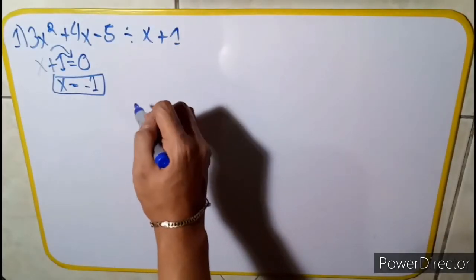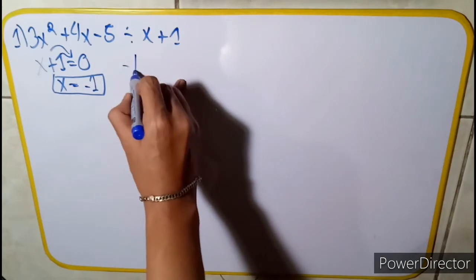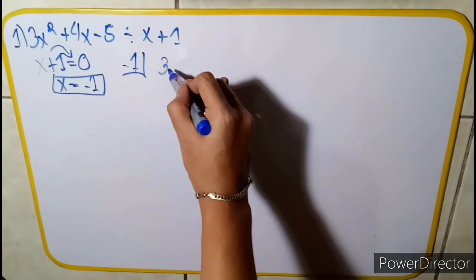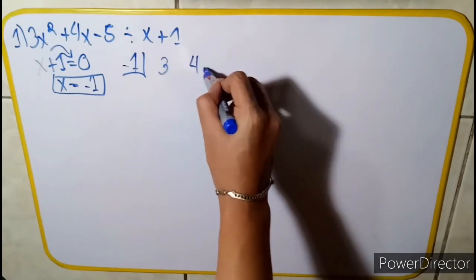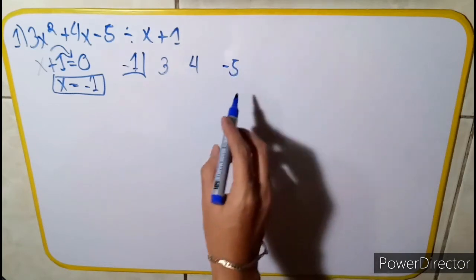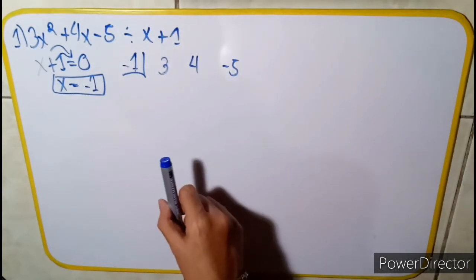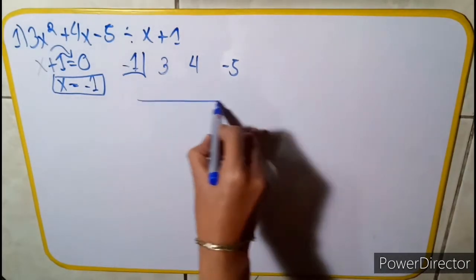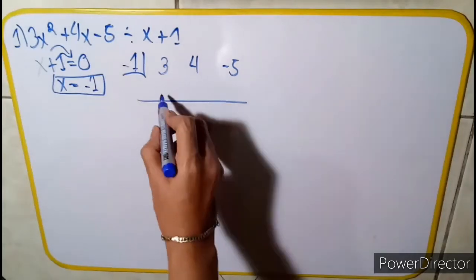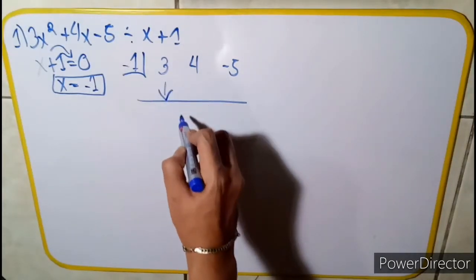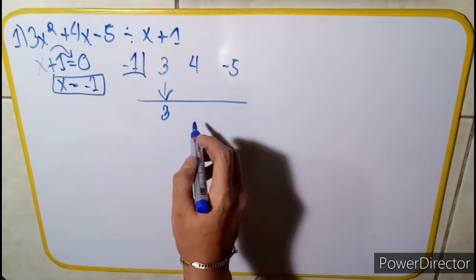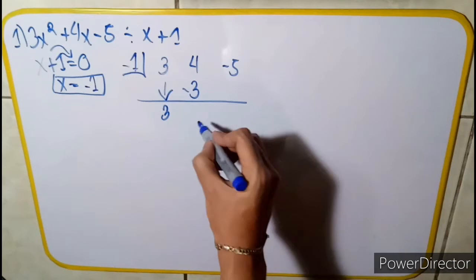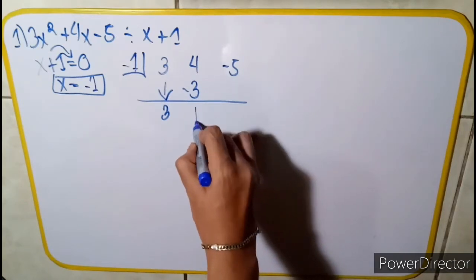Now, we will write the coefficients and constant of the polynomial in each term in standard form. The coefficient of x squared is 3. The coefficient of positive 4x is 4. And the constant is negative 5. Now we will bring down the first coefficient, positive 3. Now we will multiply the first coefficient by the new divisor. 3 times negative 1 is negative 3. Now we will add; this is equal to positive 1.